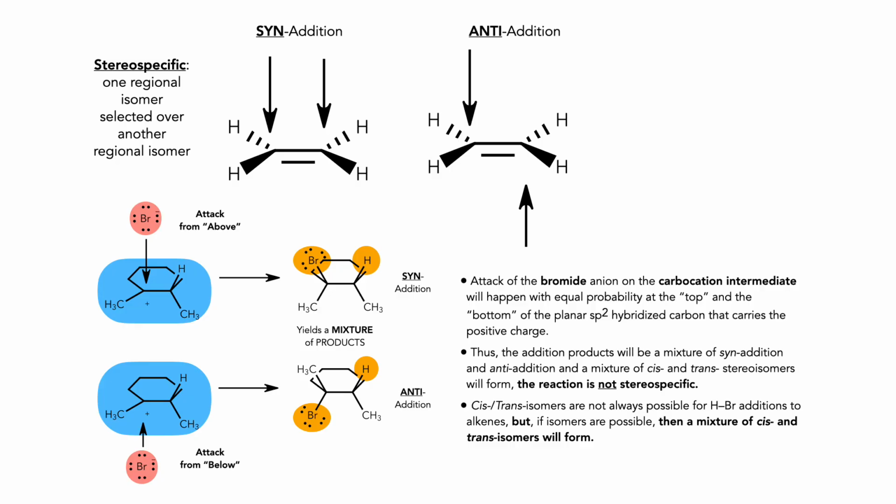Because bromide can attack from both faces, we don't just get syn addition or just anti addition. We get a mixture of products, some where the substituents add on the same side, syn, and others where they add on opposite sides, anti. This is very different from halogenation, where a halonium ion, as we will see, locks the stereochemistry into anti addition.